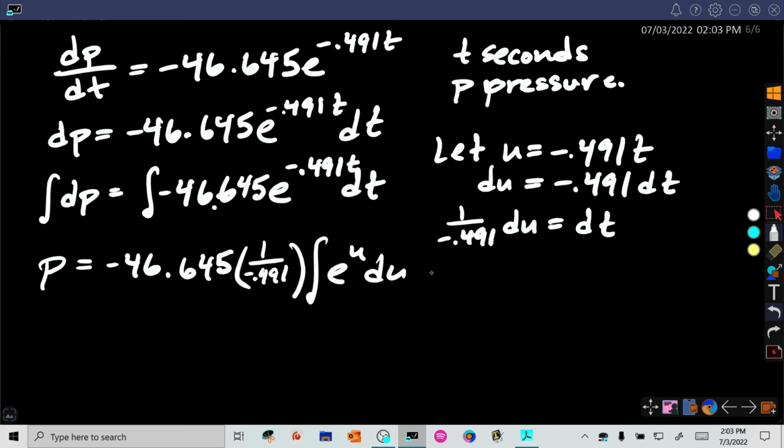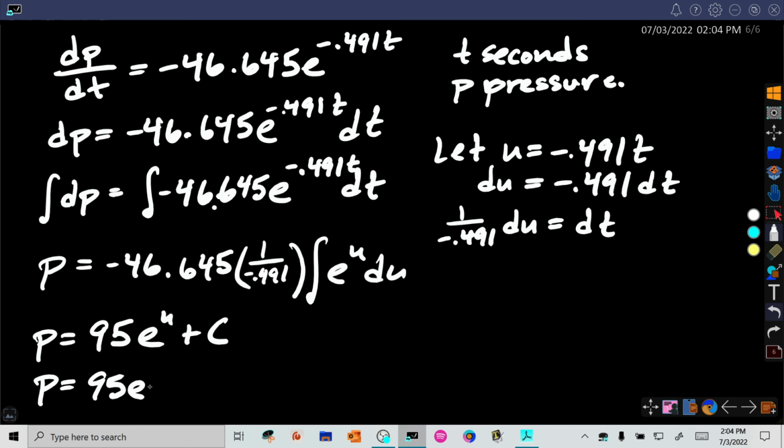Okay? So P is equal to whatever this is. This is one of those situations where you can go into Wolfram Alpha and plug it in and solve for it. It's actually pretty cool what this works out to being. It's literally just 95. So crazy. e to the u plus c is going to be our solution here, and then we just go back and resubstitute for our u value. So P is going to equal 95 e to the minus 0.491t plus c.